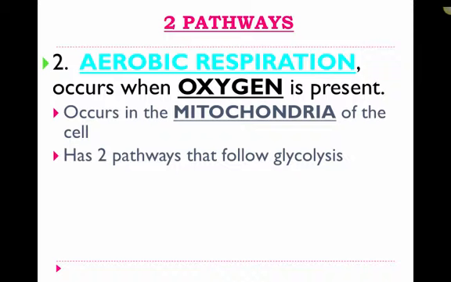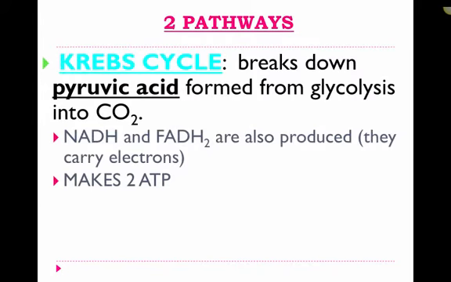And aerobic respiration has two pathways that it takes. Again, it follows glycolysis, meaning it comes after glycolysis. The first pathway it's going to take is the Krebs cycle. The Krebs cycle breaks down pyruvic acid, and if you remember what pyruvic acid was, it was a 3-carbon compound that we got when we broke glucose up during glycolysis.